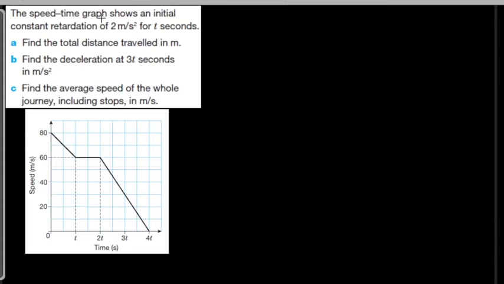The speed time graph shows an initial constant retardation, which means a negative acceleration of 2 meters per square second for t seconds. Find the total distance traveled in meters. When we look at this question, to find the total distance traveled in a speed time graph, how can we find the distance traveled? We can take the area under the graph and the time axis.